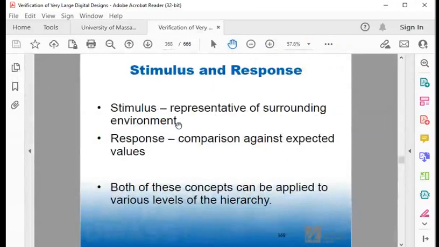Quick definition again of stimulus and response. Stimulus is the environment, right? The data that you would see from the environment, and response is comparison against expected results. So the response is what comes out of the chip, but in our case, response is comparing what comes out of the chip to what we expect.